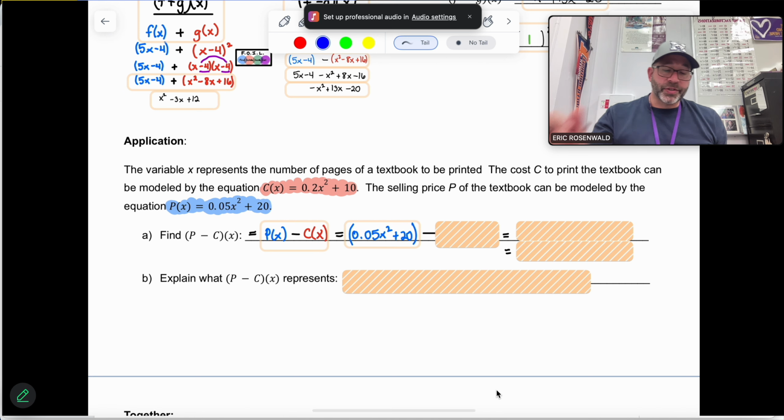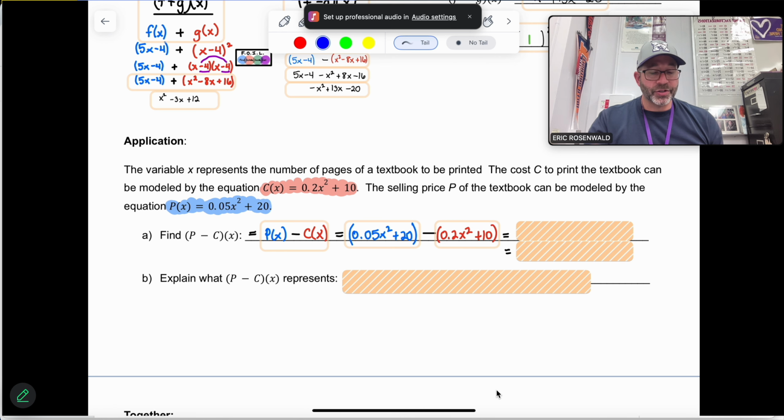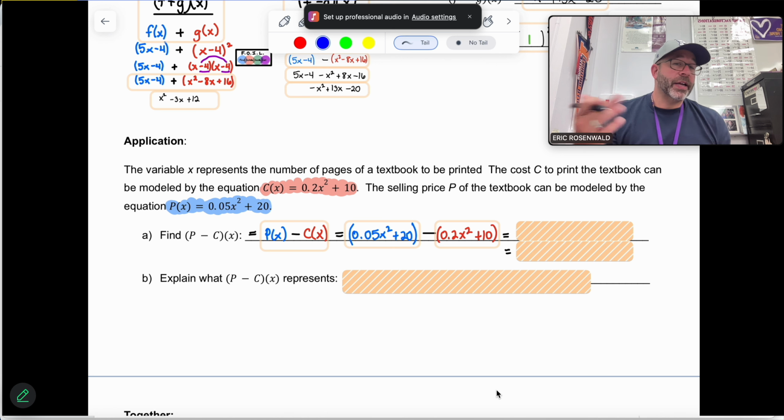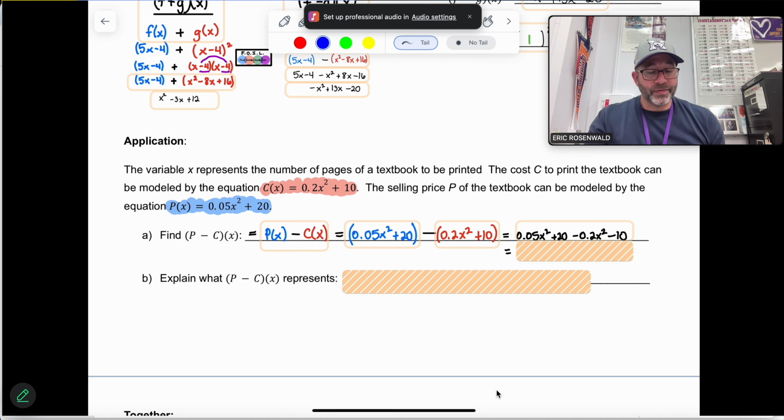And so that looks like this, P of x minus C of x. We'll replace the values that we had. There's your P of x and there's your C of x, and we're subtracting the two. Distributing the negative and then combining the like terms, we end up with 0.03x squared plus 10.